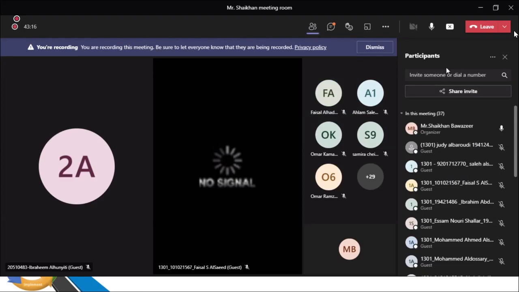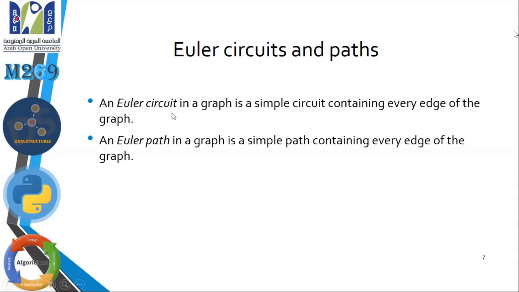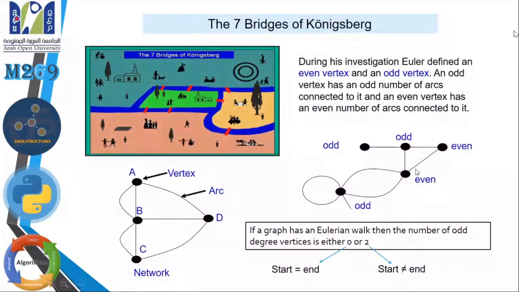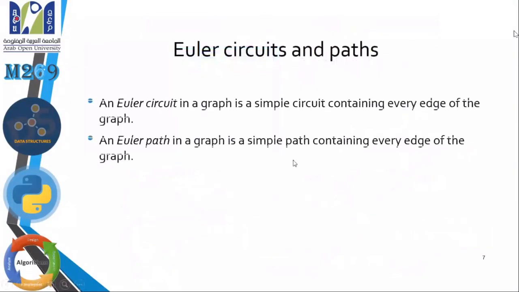Okay, so an Euler circuit in a graph is a simple circuit containing every edge of the graph. So if you have a circuit, it means that it contains all the edges of the graph. Edges, real arcs, that is connecting. That is an edge. That is an edge. So that is one of the points he talked about. And an Euler path in a graph is a simple path containing also every edge of the graph. That's another point he reached.